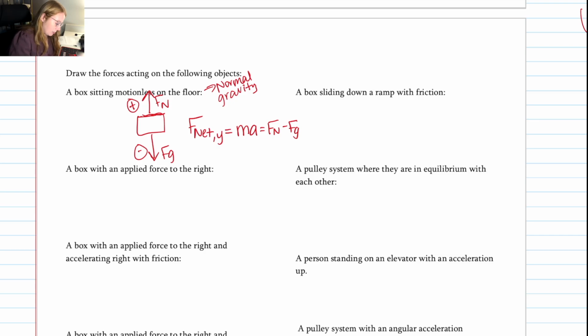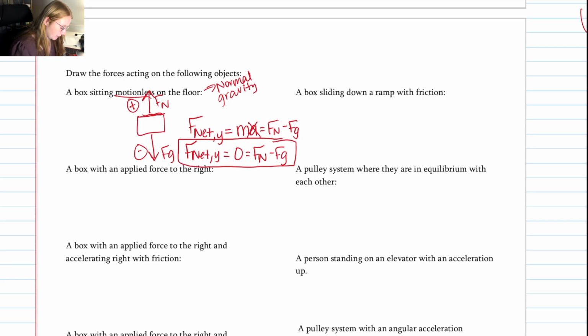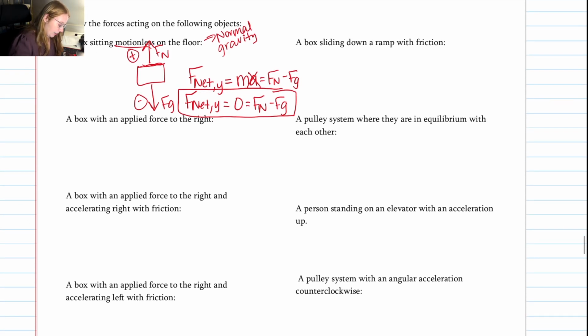Since it is sitting motionless, we could also take this formula and simplify it. If there is no motion, then our F net should be 0. There is no acceleration. And so Fn minus Fg would stay there, but ma was shortened to 0. Okay, so there's an example of how to do a net force. Net force is always equal to ma, but then you could also set it equal to the forces being added together.